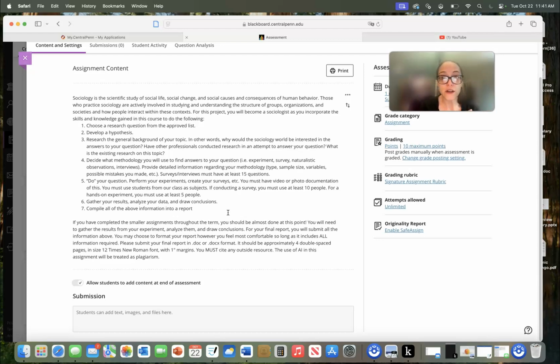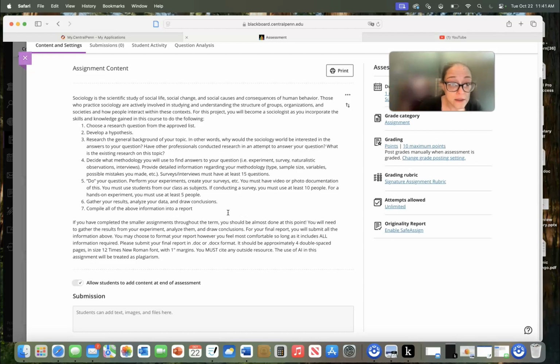So when we turn in our signature assignment, it's going to contain all the pieces that we've already turned in, right? So it's going to have our research question, our hypothesis, our background research, our methodology, and it's going to have our proof of life as well as our analysis, our results, and then our conclusions. So this is the whole big thing being put together at the very end.